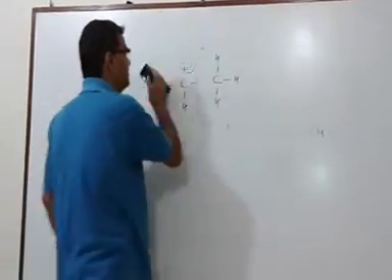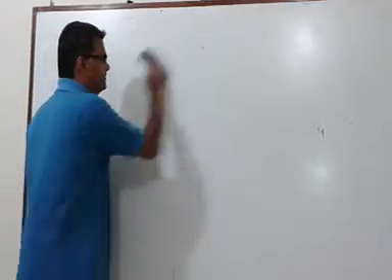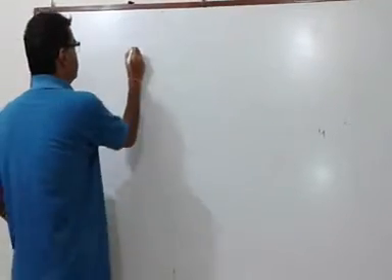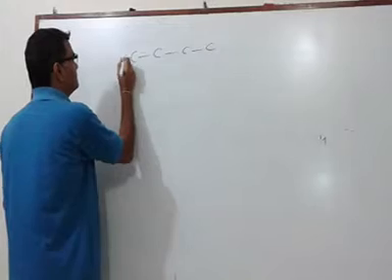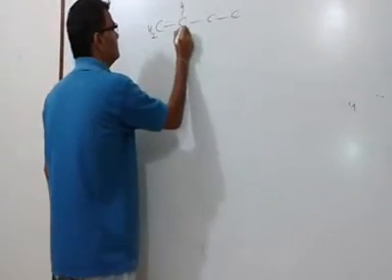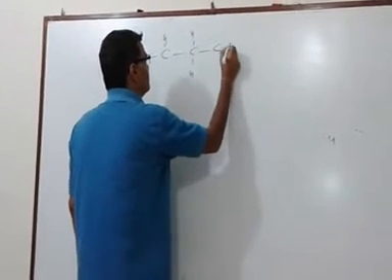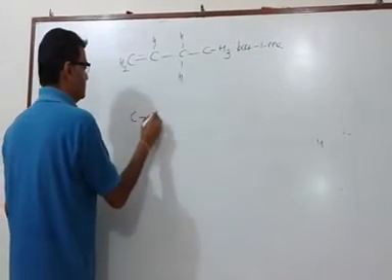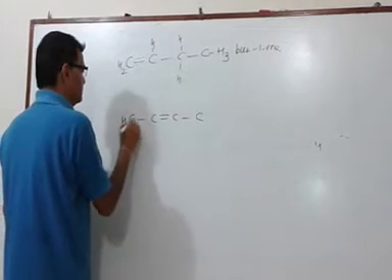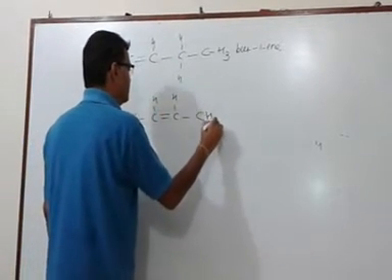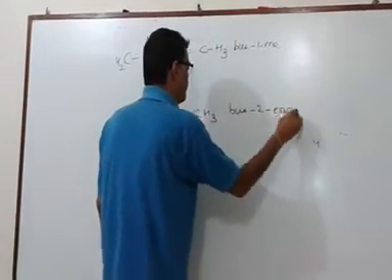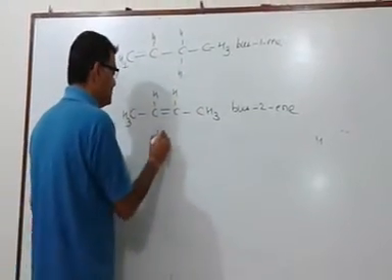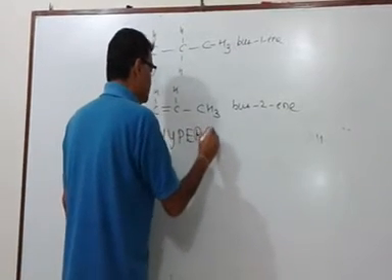So now let us concentrate on but-1-ene and but-2-ene. I am going to write both these structures one below the other so that we can compare. This is but-1-ene and this is but-2-ene. In order to understand which of the two structures is more stable, we have to make use of the concept of hyperconjugation.